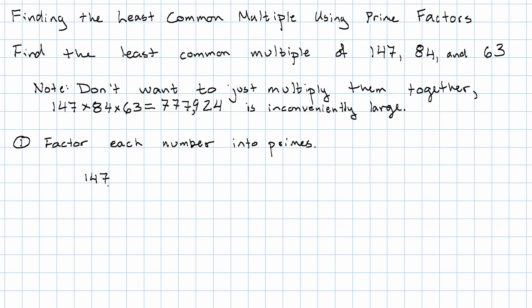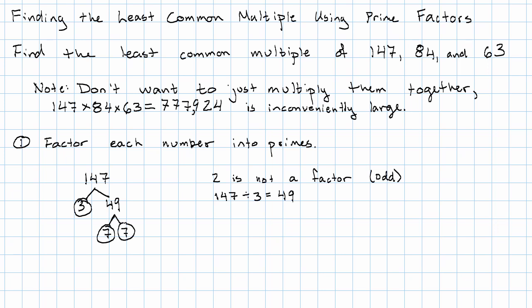Now, looking at 147, it's not obvious what numbers it might have as a factor. I know that 2 is not a factor because it's odd. So I'm next going to try 3. 147 divided by 3. You can use a calculator for this division if you like. We get 49. Oh, so now that we've found one factor, we get to work with smaller numbers. 3 is prime. 49 is 7 times 7. 7 is prime.